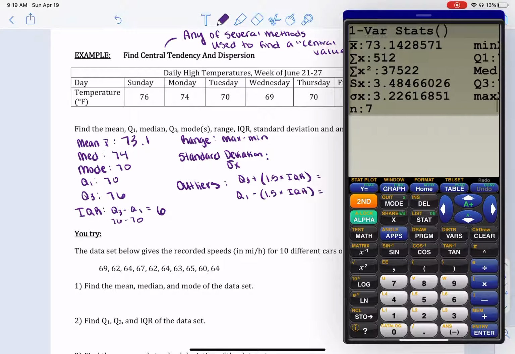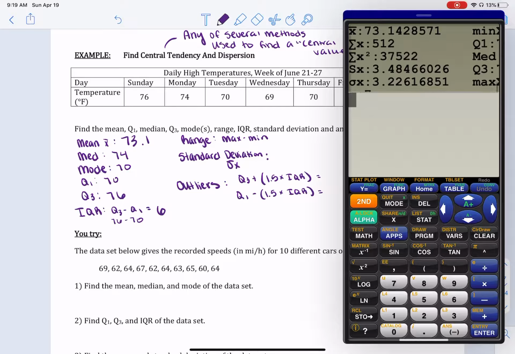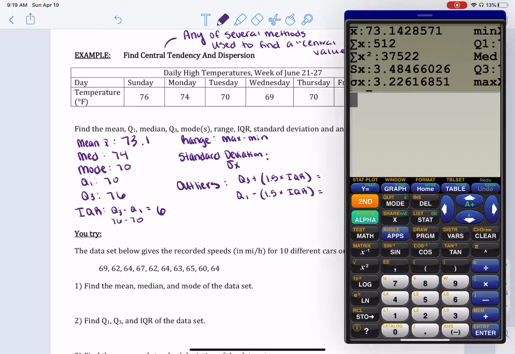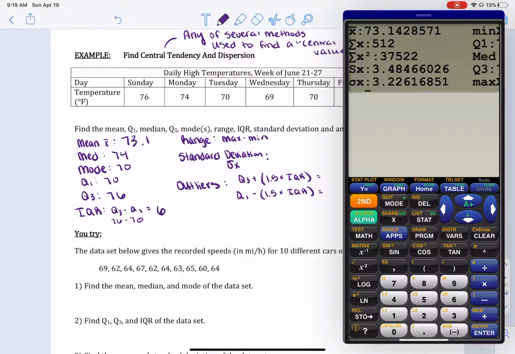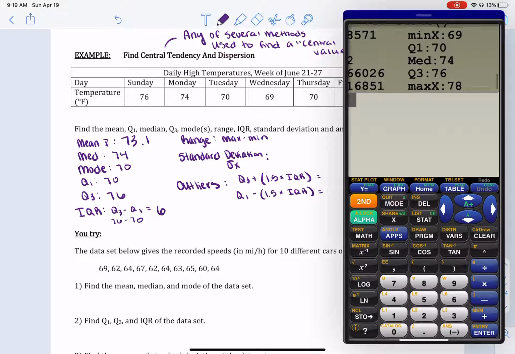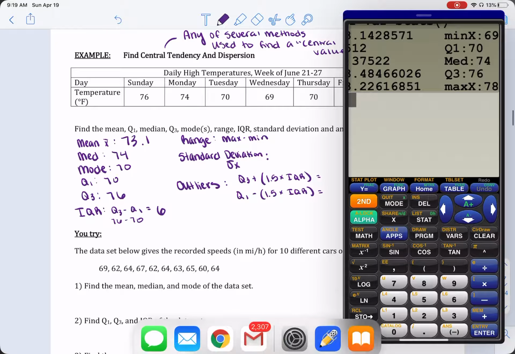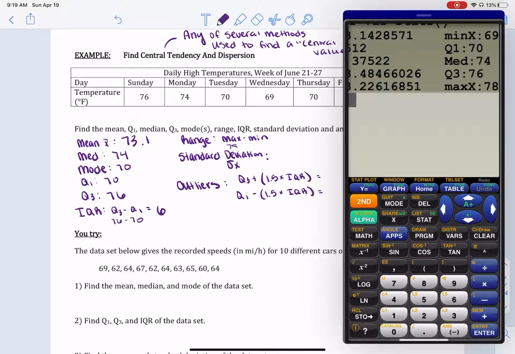Our range is our max minus our min. You could look at your numbers, which one's the biggest and which one's the smallest, but the calculator does tell you your min and your max. If you look at the calculator, I see the max is 78 and the minimum is 69. It could be helpful if you have a lot of numbers, like if we had more than just 7 numbers. So our range is 9.